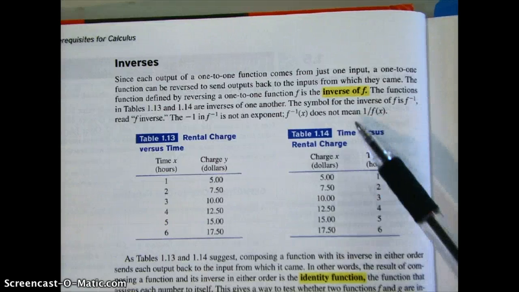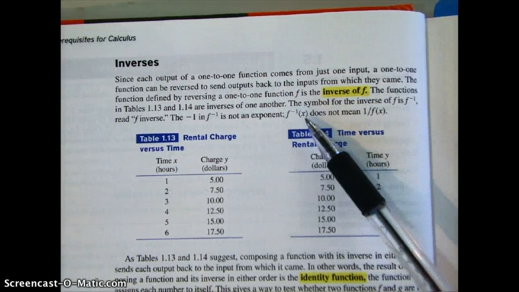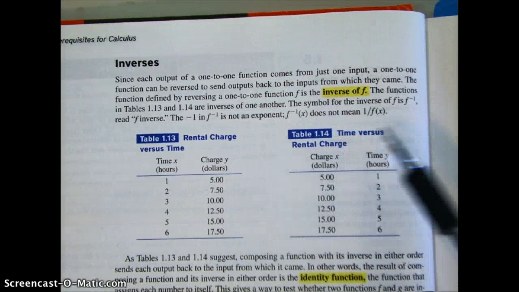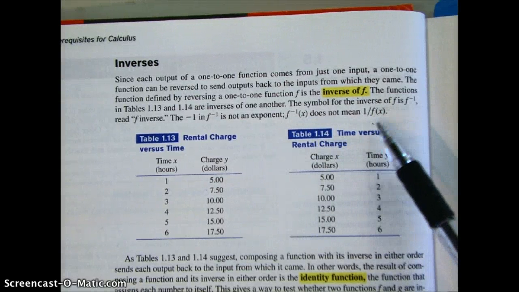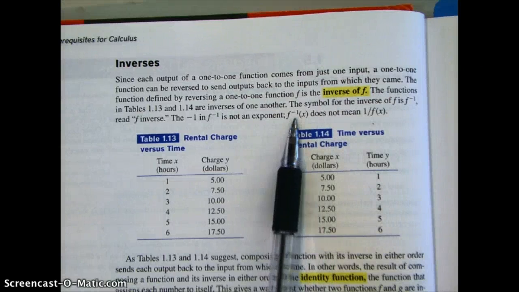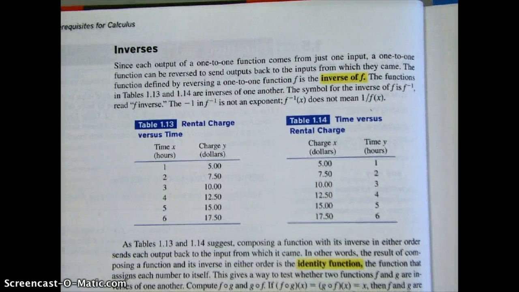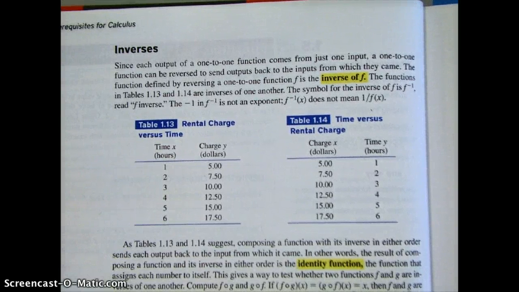F to the -1 of x is actually read f inverse of x, and it doesn't mean 1 over f of x, which is normally what a negative exponent does. In this case, that's a notation. F inverse is just the name of a new function. As these two tables suggest, composing a function with its inverse in either order sends each output back to the input from which it came.